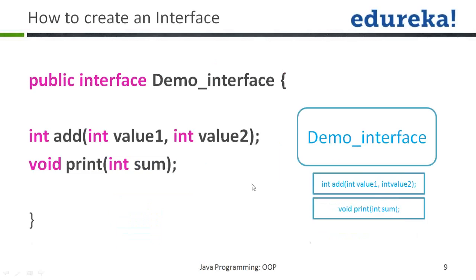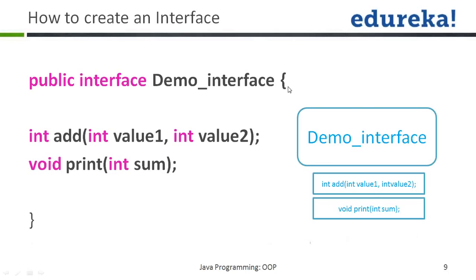Moving on. How to create an interface in Java. You understood what an interface is, you know what it does and how to use it in a class using the implements keyword. But how do you create an interface? You write public interface demo_interface. So you have to use the interface keyword to define an interface.